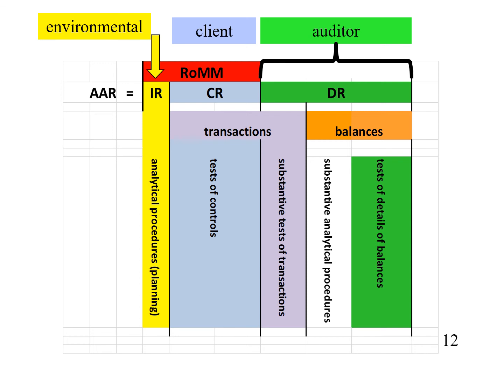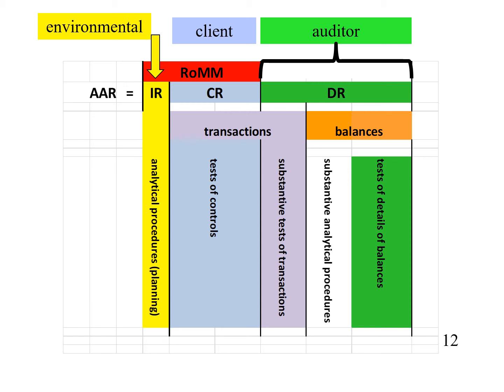The blue is where the client has control over it. So control risk, the client controls. And we can't reduce control risk, but we assess it. We perform tests of controls to make sure our assessment of control risk is reasonably accurate. Now, when we combine inherent risk and control risk, we've got risk of material misstatement, ROMM.